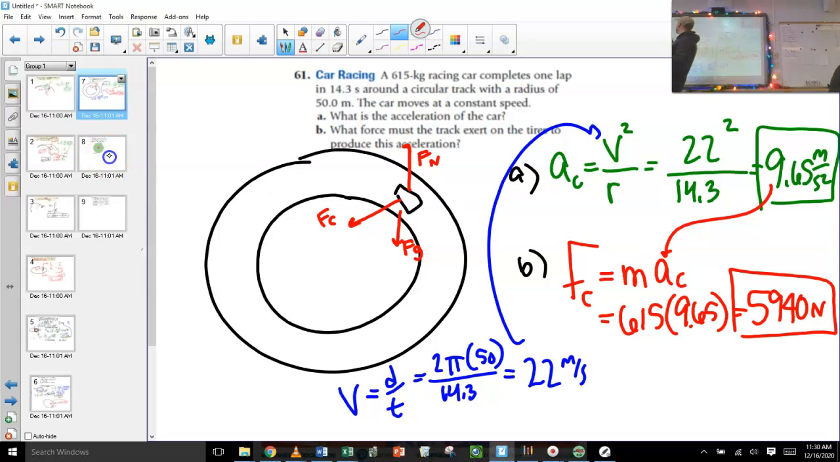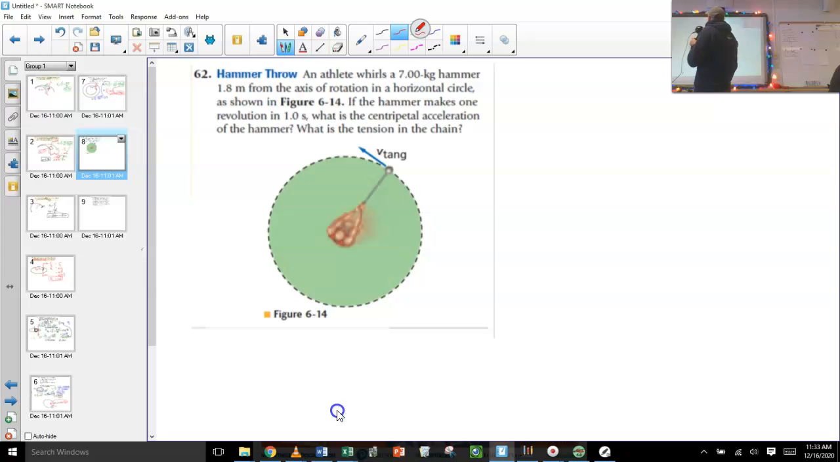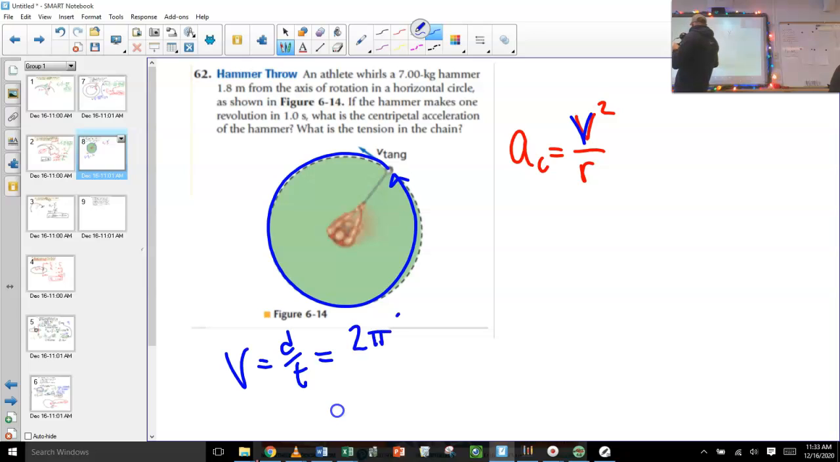Number 62. So, find the centripetal acceleration. The centripetal acceleration is your velocity squared divided by your radius. And your velocity is distance divided by time. And when this thing's going in a circle, the distance is the circumference, 2 pi times the radius, which is, in this case, 1.8. And it goes 1 revolution in 1.0 seconds.